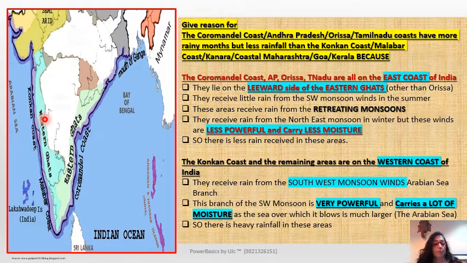But the other ones, the Konkan coast, the Malabar coast, Kerala, and Goa, receive rain from the southwest monsoon winds, the Arabian Sea branch. This branch is very powerful because it comes from a huge water body, the Arabian Sea. It carries a lot of moisture because the sea over which it blows is very large. So these areas receive heavy rainfall. This is a very small bay over which the northeast monsoon winds pick up moisture and make rain in Tamil Nadu.